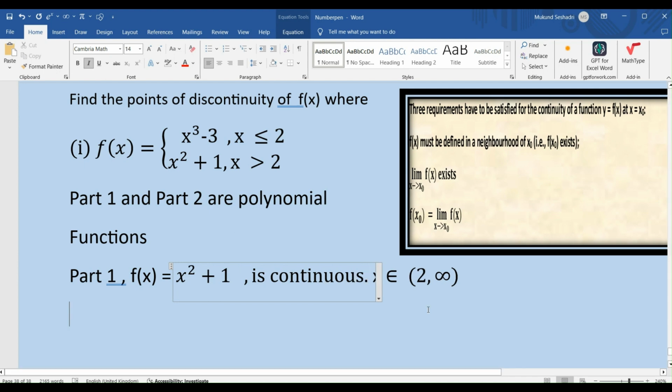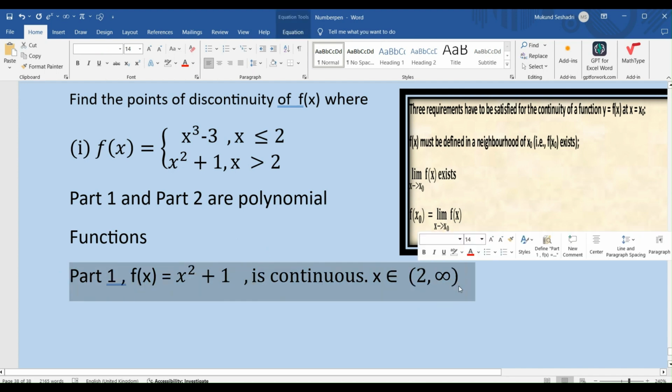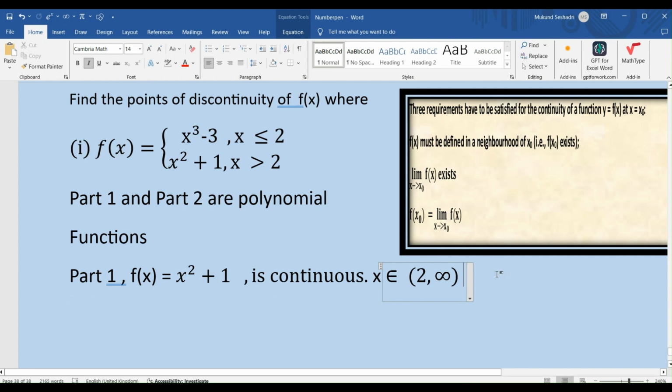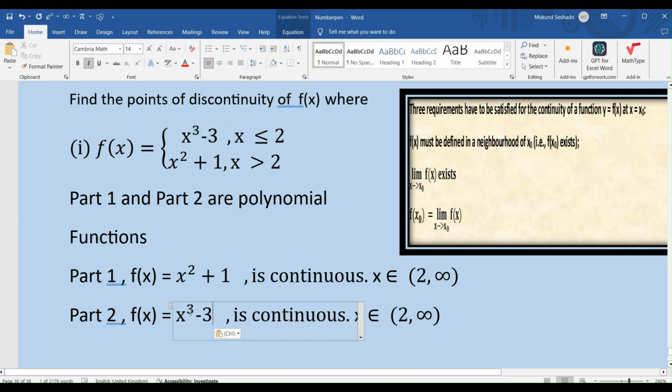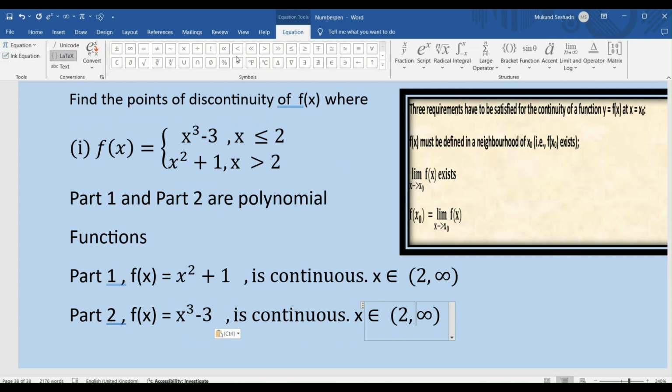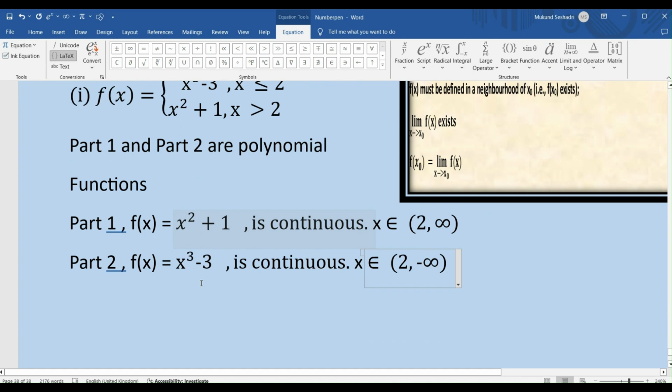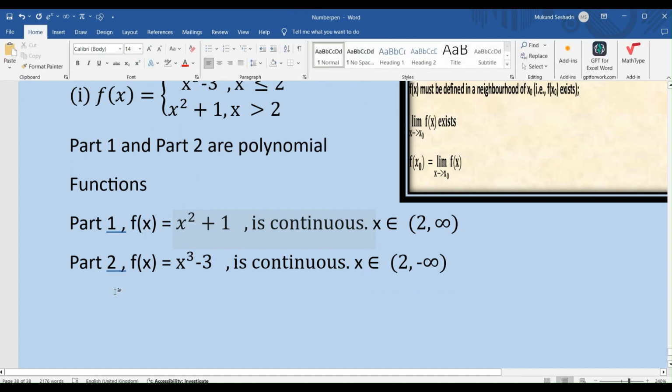And my part two, which is x less than 2, my f of x, which is x cubed minus 3, so let me copy that, is also a polynomial function, and we can comfortably call this continuous in the interval minus infinity to 2, right? And now let's go ahead and examine the continuity at x equals 2, right?